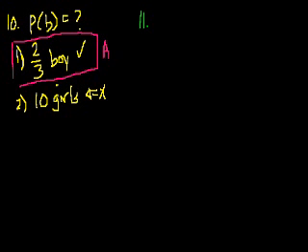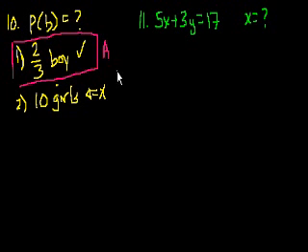Problem 11. Let me switch colors to green. Problem 11. If 5x plus 3y is equal to 17, they want to know what x is equal to. X is equal to what? Okay, the first statement they give us is x is a positive integer. X is a positive integer.